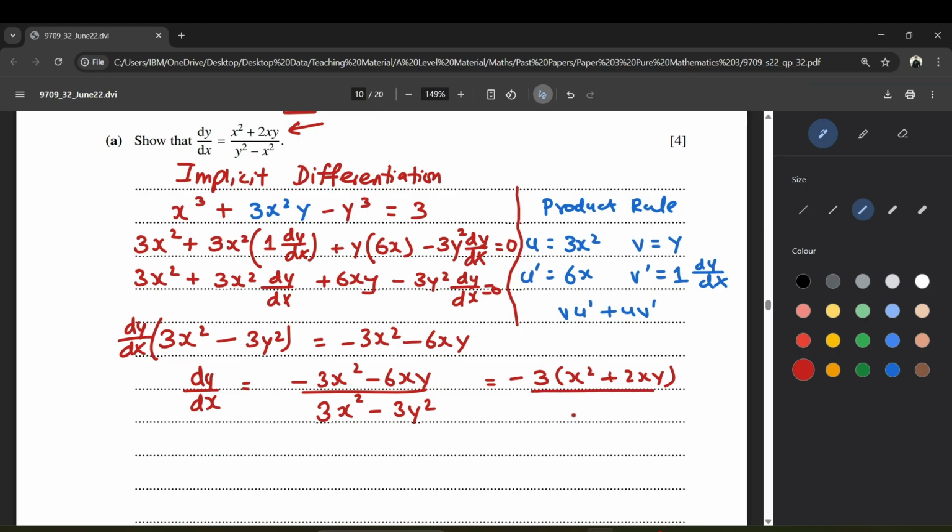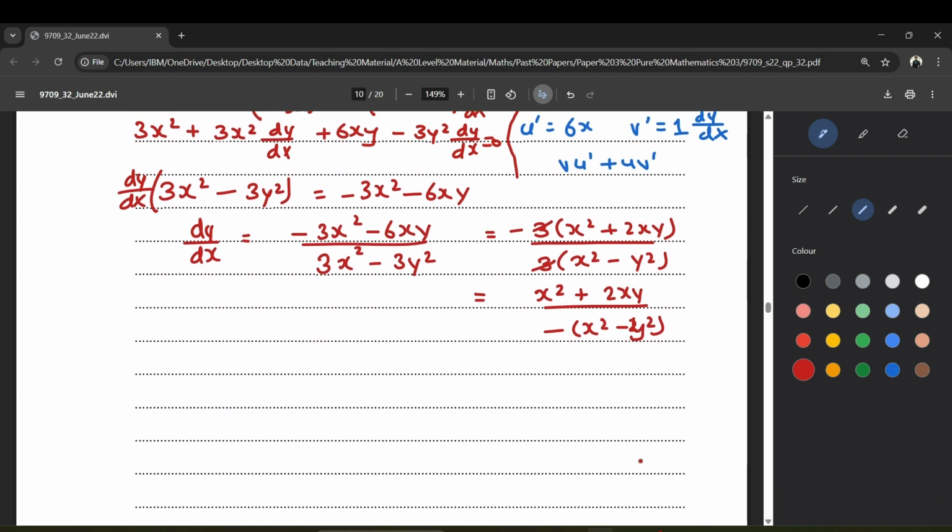Then we have 3 common in the denominator, so we can say x squared minus y squared. This 3 cancels with this 3, so you're left with minus. Now look, the top part is perfectly fine, but the bottom one is a bit different, right? Because here it is y squared minus x squared, whereas what we are getting is x squared minus y squared. So what we can do is take this negative sign in the denominator, so I can say minus x squared, sorry, minus y squared, and then I can multiply it out.